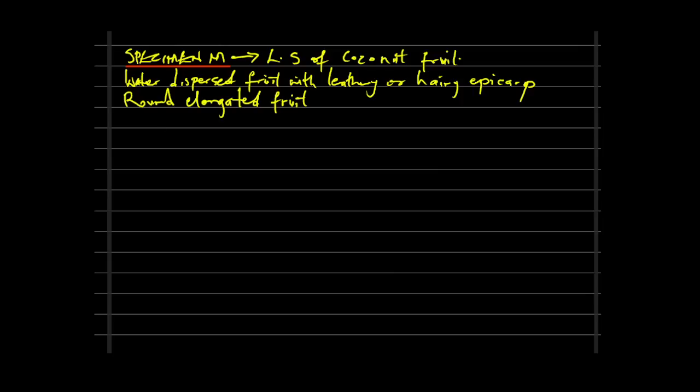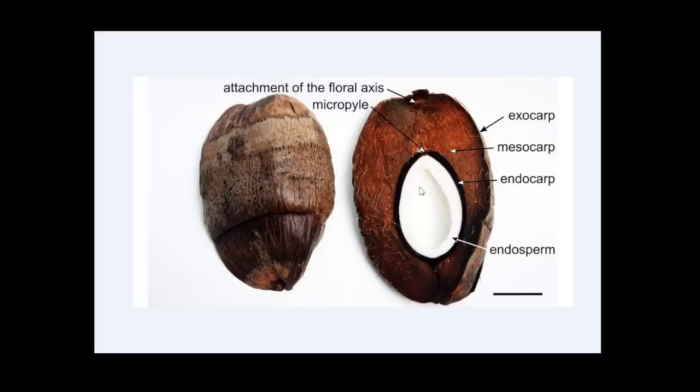It also has white fibrous oily meat. It has white fibrous oily meat. The oily meat is the part that we eat. This part inside here is the white fibrous oily meat.